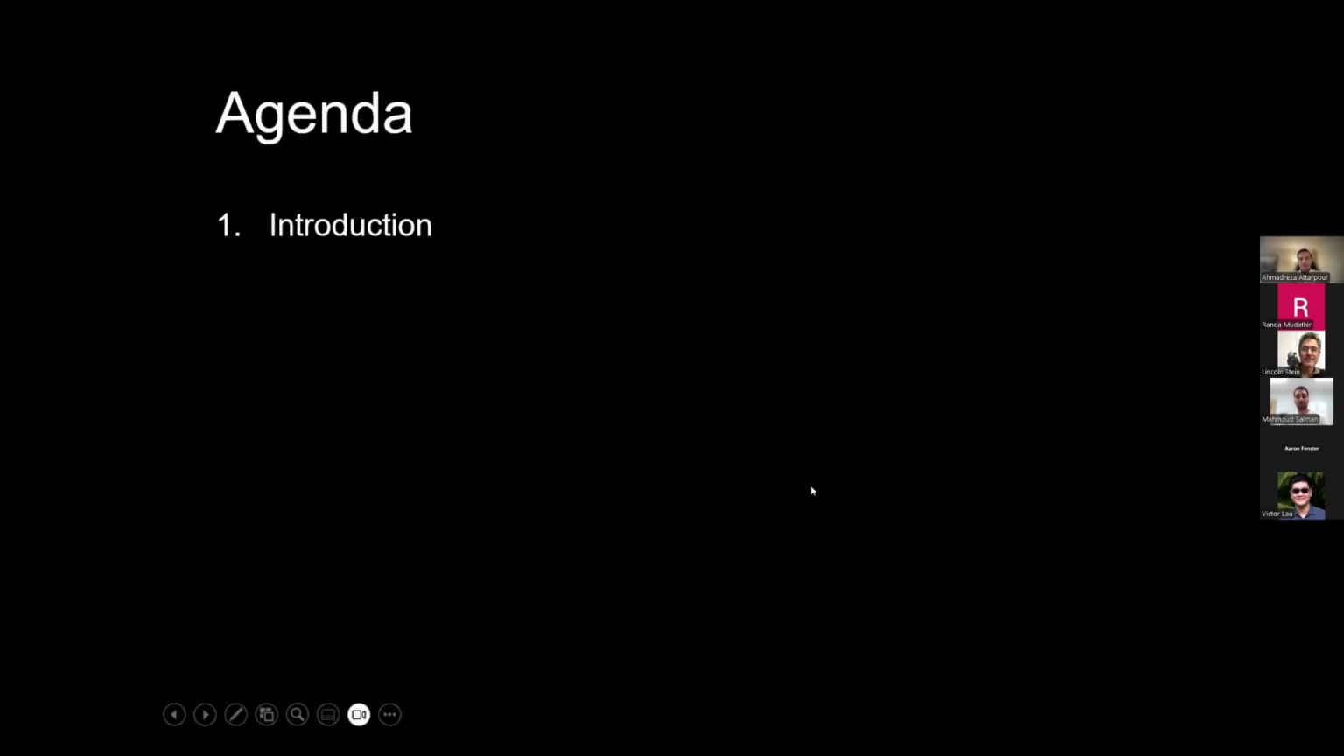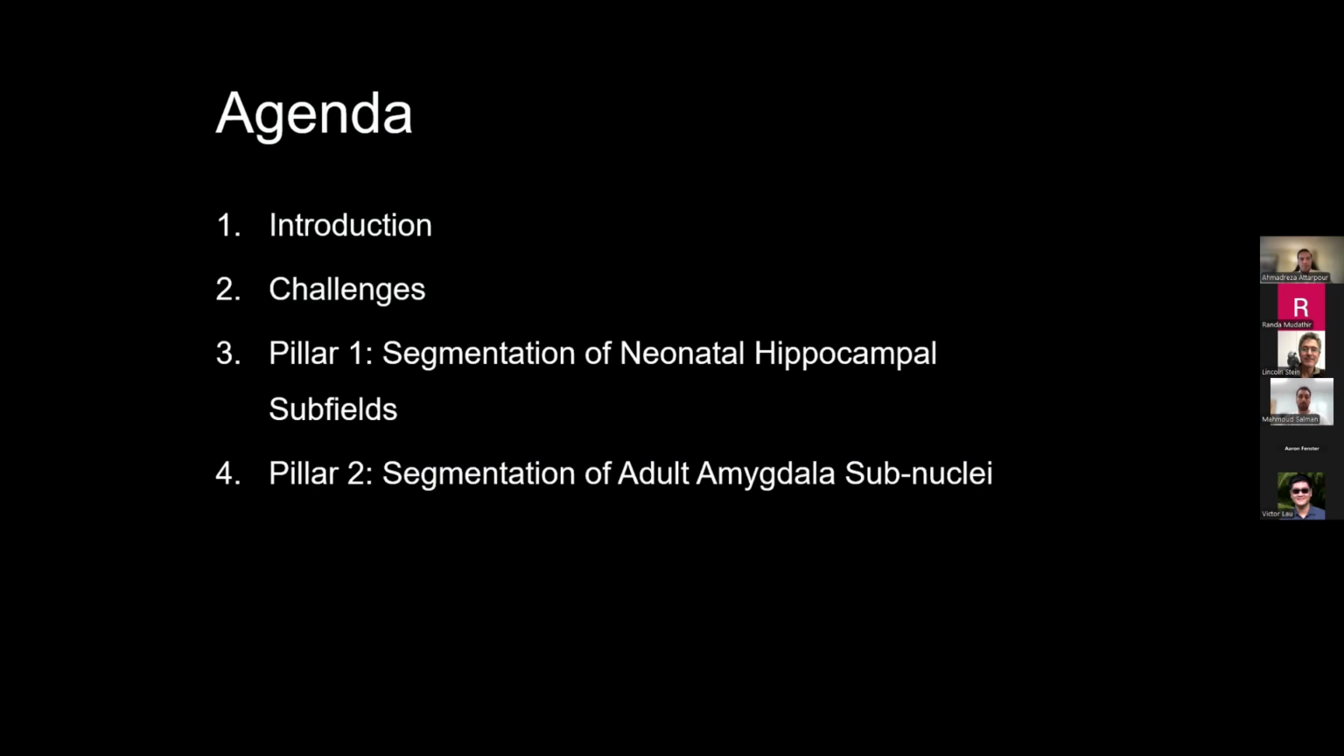So our agenda today: first we will go into the introduction and then the challenges, and then we will separate our problem into two pillars. The first pillar is the segmentation of neonatal hippocampal subfields, and the second pillar is the segmentation of the adult amygdala subnuclei, followed by discussion and conclusion, and finally our future work.